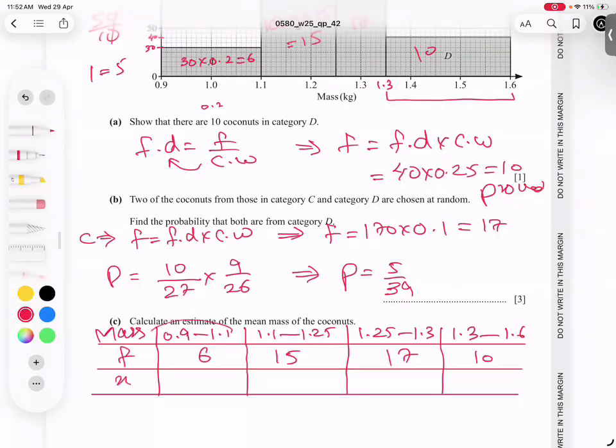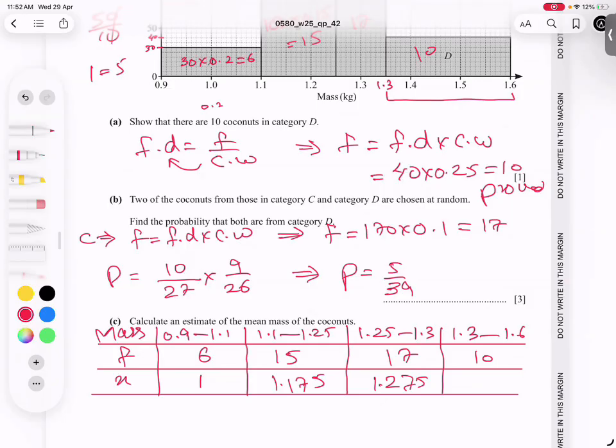Now, how do we get X, the average of these classes? Add them and divide by 2. If we add 1.1 and 0.9, that gives us 2, divided by 2, I got 1. So add them, divide by 2. So 1.1 plus 1.25, and that answer divided by 2, we are getting 1.175. How to find the average of these numbers, students? 1.25 plus 1.3, and that answer divided by 2, and we are getting 1.275.